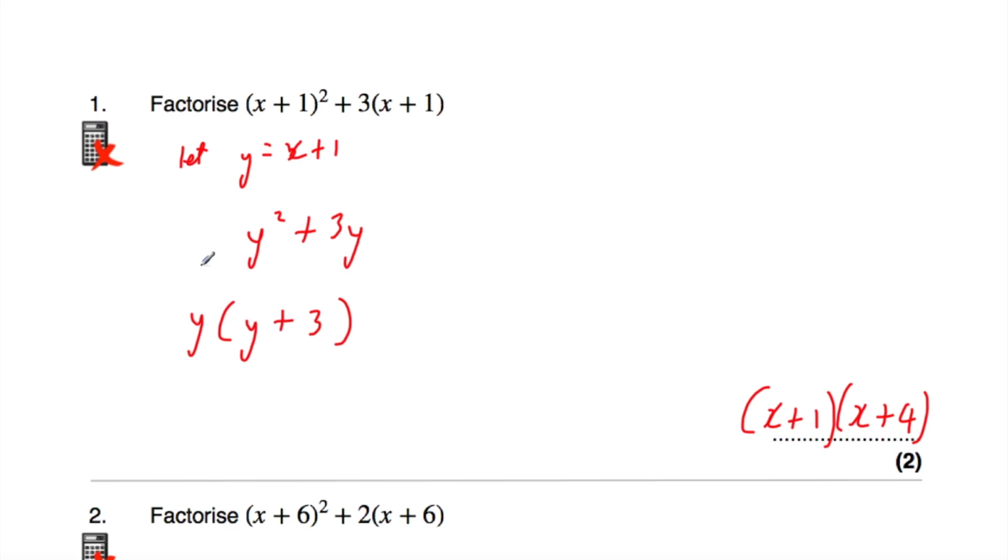So I'm going to replace this y here with x plus 1. Now when I replace this y with x plus 1, because it's more than one term, because we've got our x plus 1, I'm going to put it in brackets. So I'm going to write x plus 1 in brackets. So I'm just going to replace the y with x plus 1 and put it in a bracket.